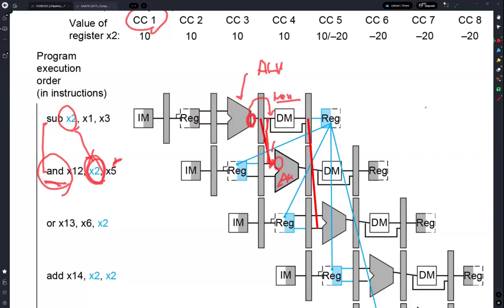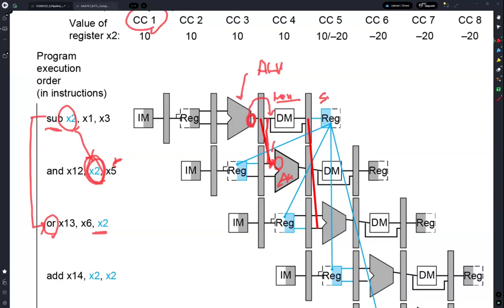Then how about this data dependency? When the OR instruction requires the data from X2, then where is the sub instruction?